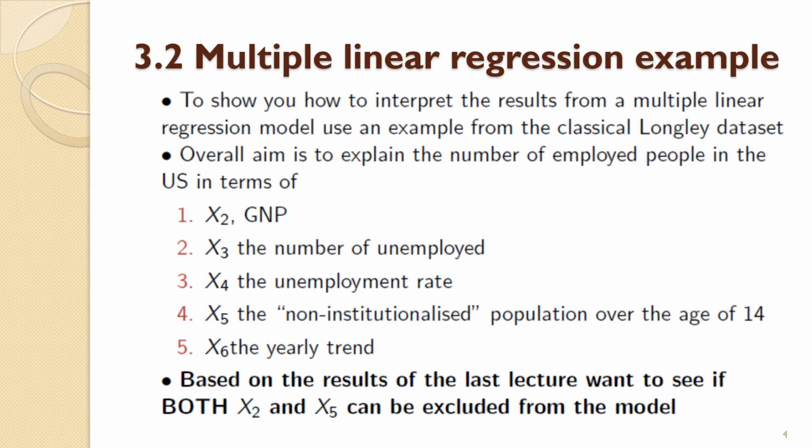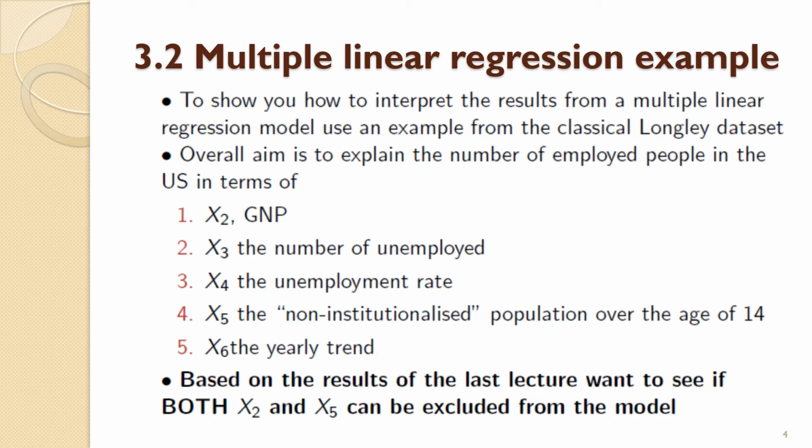So with this multiple linear regression example, I wanted to show you how to interpret results from a multiple linear regression, and try to make this as practical as possible. This is an example from the classical Longley dataset. It's a famous dataset, sufficiently famous to have its own name. The overall aim here is to explain the number of employed people in the US in terms of the gross national product, number of unemployed, the unemployment rate, the non-institutionalized population over the age of 14, and the yearly time trend.